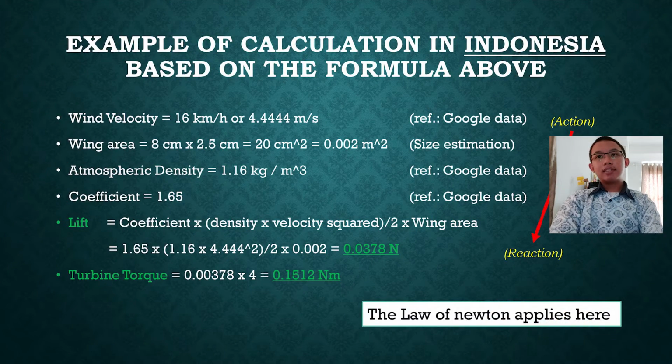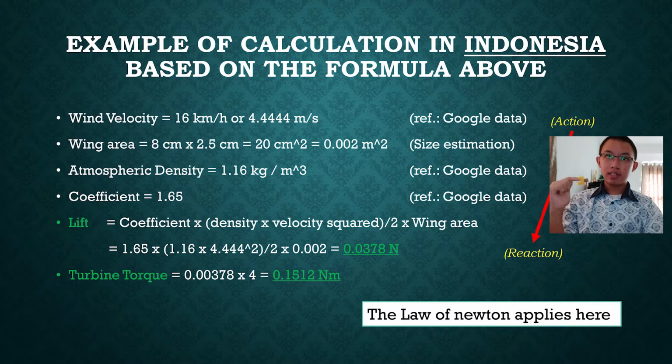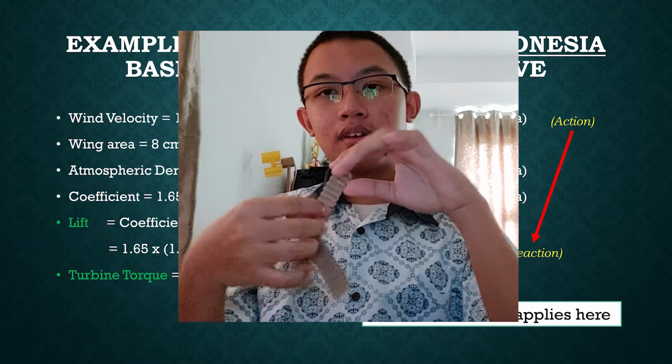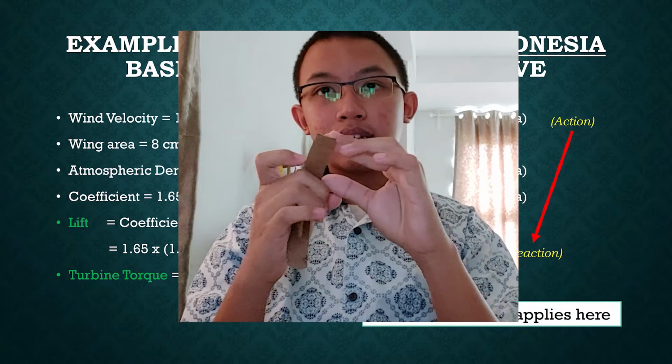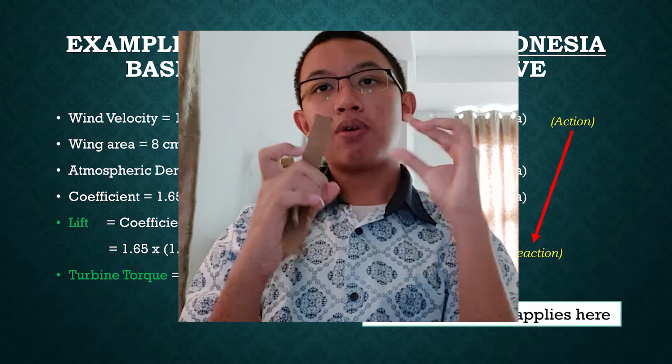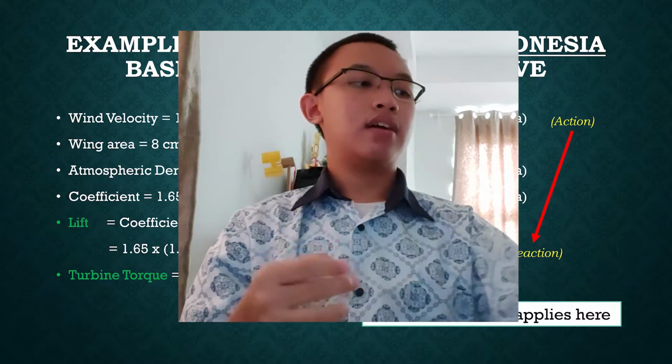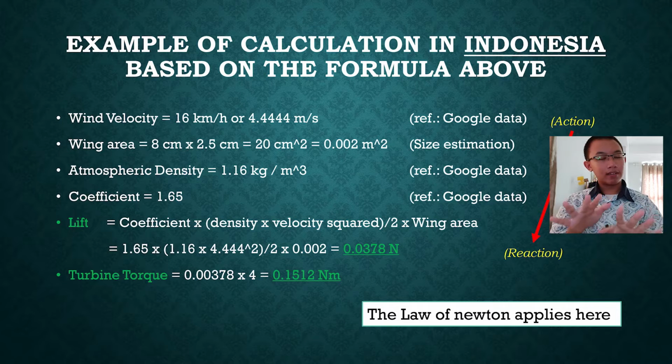Examples of calculation in Indonesia based on the formula above. So based on the Google data of West Jakarta specifically, the wind velocity is about 16 kilometers per hour on average, or 4.444 meters per second. The wing area is 8 centimeters times 2.5 centimeters. Each blade is about 20 centimeters squared in area, or about 0.002 meters squared. Today we're gonna do full metric.